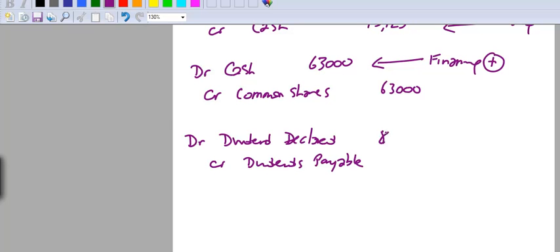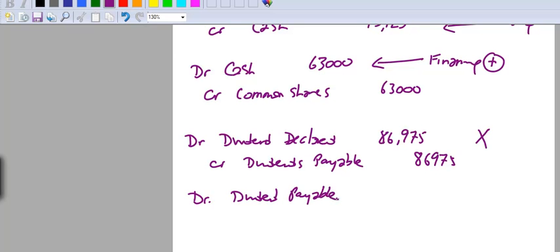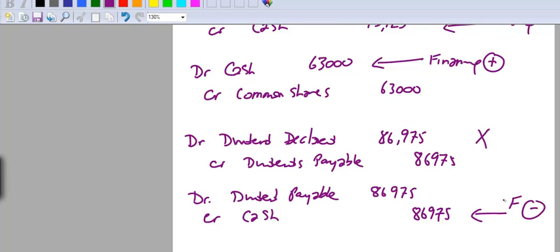And this is for $86,975. Do we use this? Is the cash account affected? No. But we debit dividends payable, and we're going to credit cash for $86,975. This is going to be financing. It's an outflow. So why do I do this? Because sometimes what we declare and what we pay is different, and I have to be careful about that.